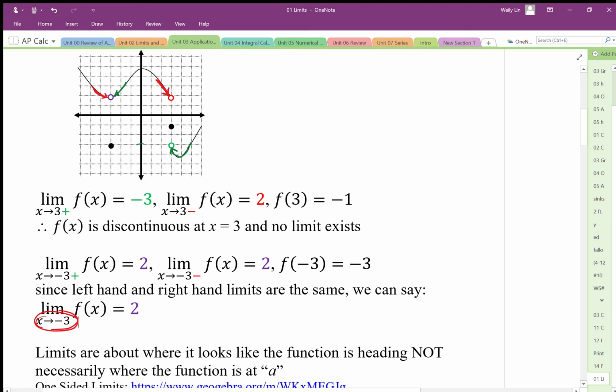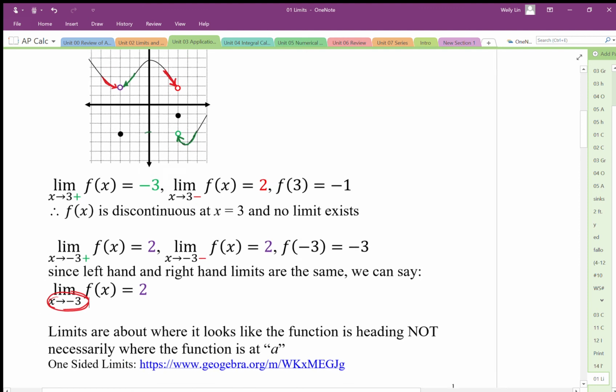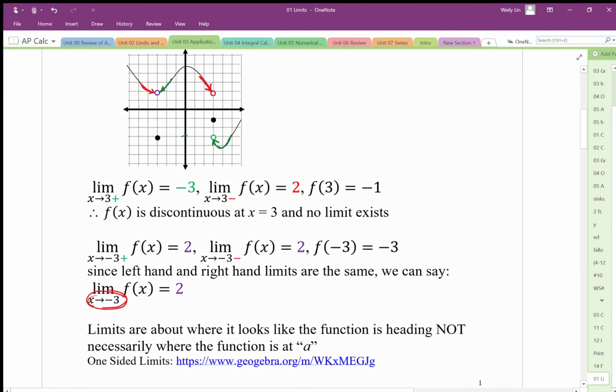So we're going to start looking at this issue of continuity a little bit later, but the limits actually help us establish continuity and discontinuities more formally.